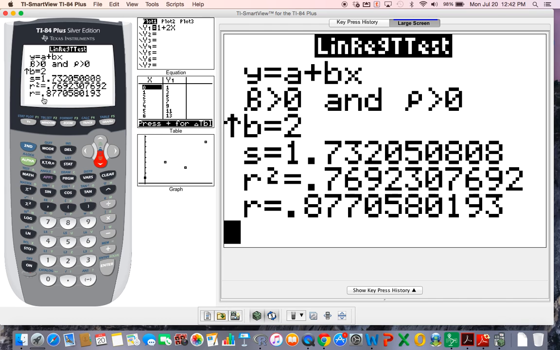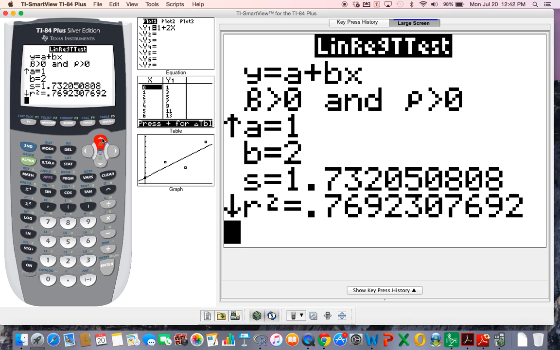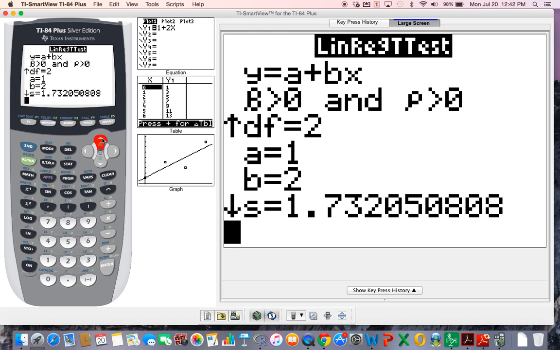And sure enough, our R turns out to be 0.88, which indicates a strong relationship. We also get the slope and the intercept of our regression model. A is the intercept and B is the slope. So we know that our regression model is y hat equals 1 plus 2x. So I'm going to write that down. Our regression model is y hat equals 1 plus 2x.